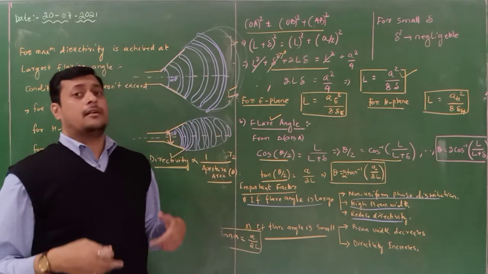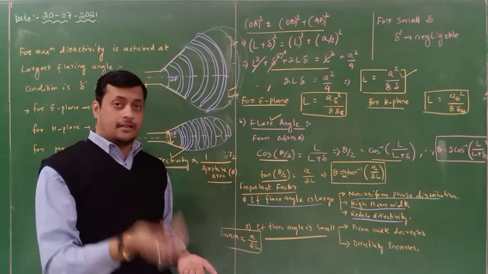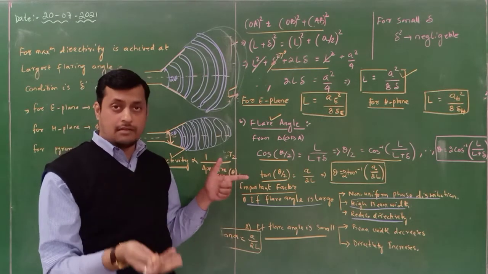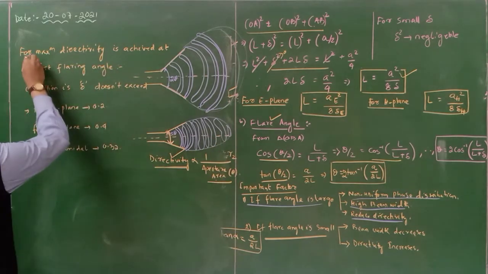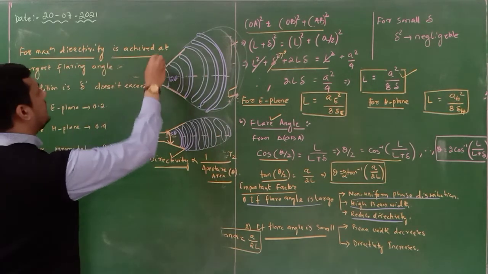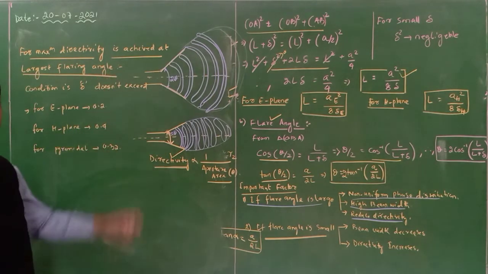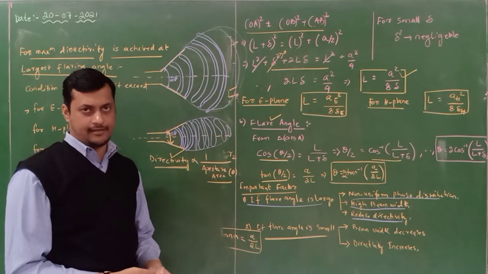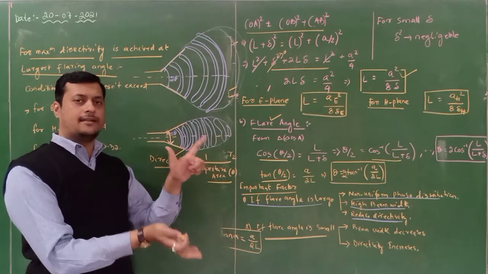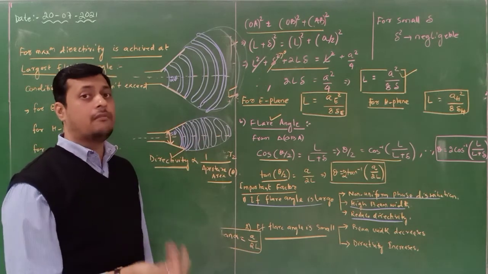Now we will discuss how we will design so that it will give the higher directivity with a large flaring angle. Now there is a condition. Maximum directivity can be achieved at the largest flaring angle. The largest means that is the extent, not more than that. Beyond that we cannot design. So if the largest flaring angle is identified, then what will be its maximum directivity? So how will we design?